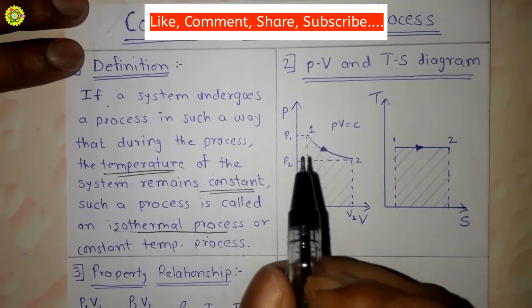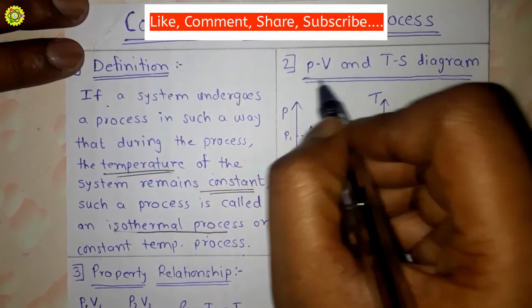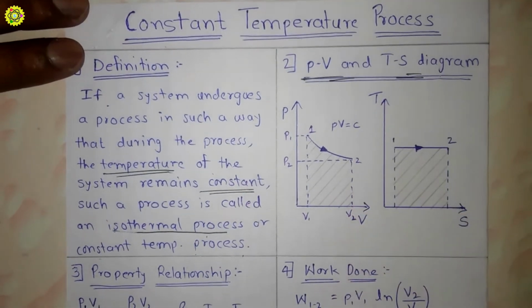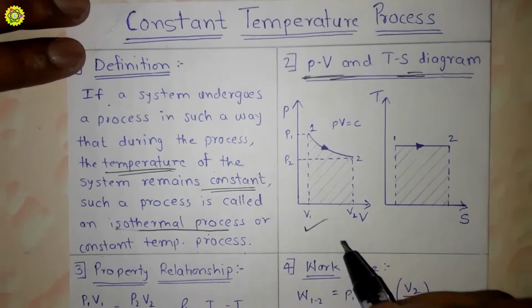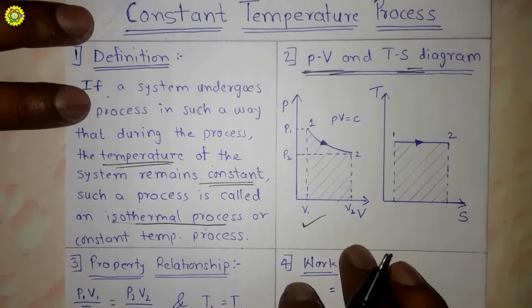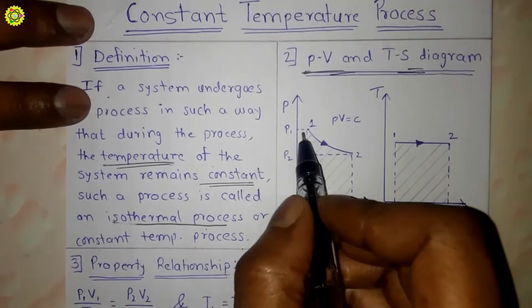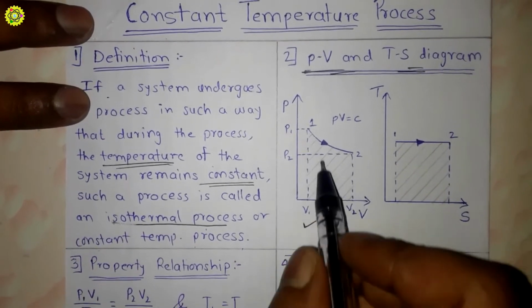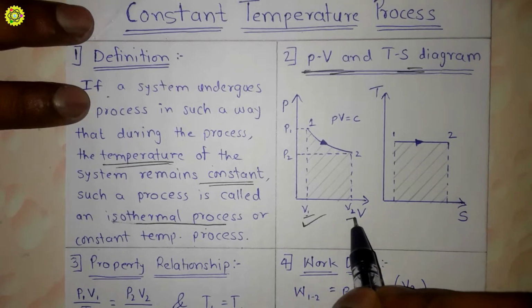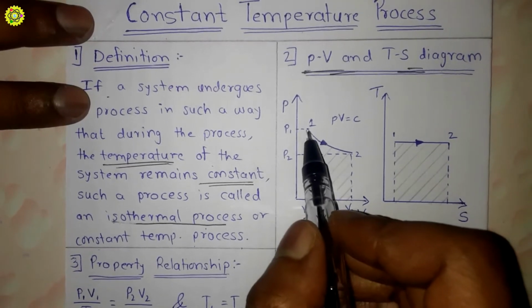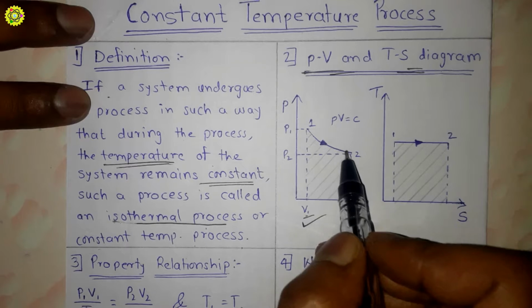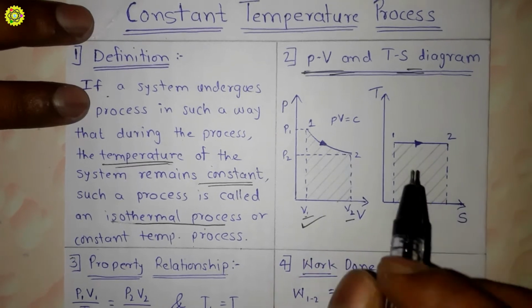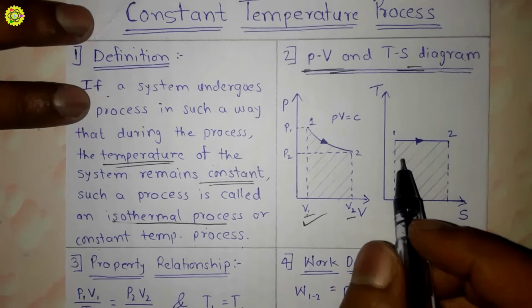Okay, now see here we will see PV and TS diagram. So here this is first PV diagram. On PV diagram you can see here it is a P1 T1, and here it is a V1 and V2, and here it is a hyperbolic curve. Because of this it is called as a hyperbolic process.